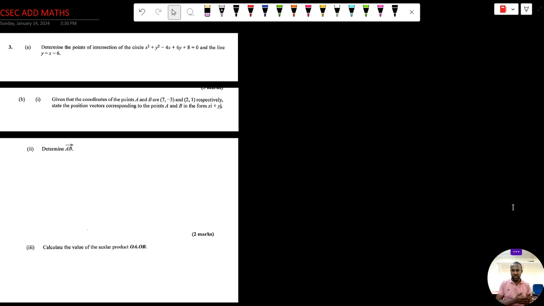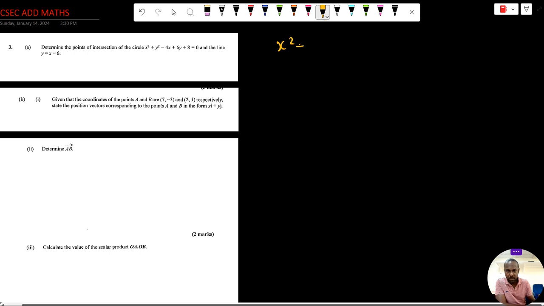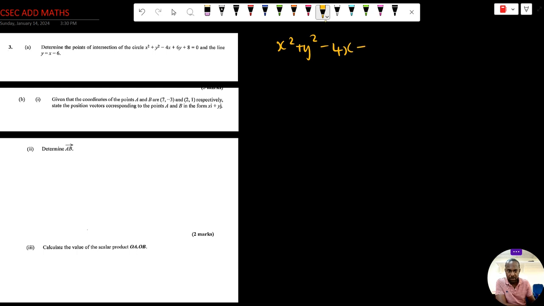Now, question 3 part A says, determine the points of intersection of the circle x squared plus y squared minus 4x plus 6y plus 8 equals 0 and the line y equals x minus 6. So let's begin by writing down the equation. We have x squared plus y squared minus 4x plus 6y plus 8 equals 0. And of course, we also have the equation of the line, which is y equals x minus 6.